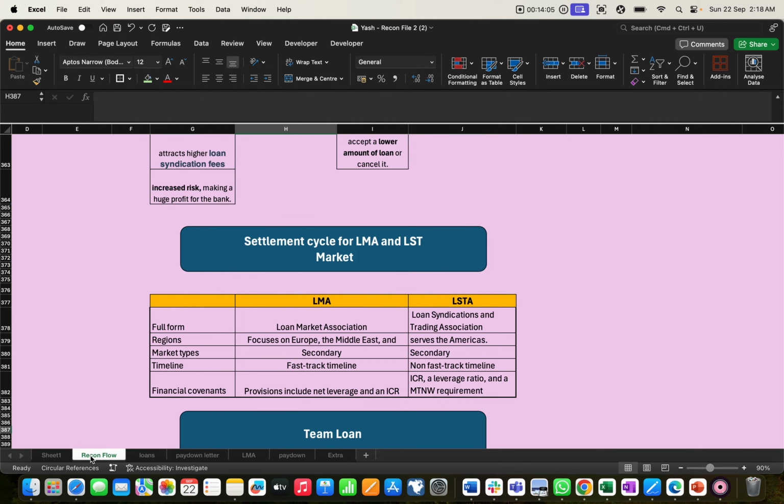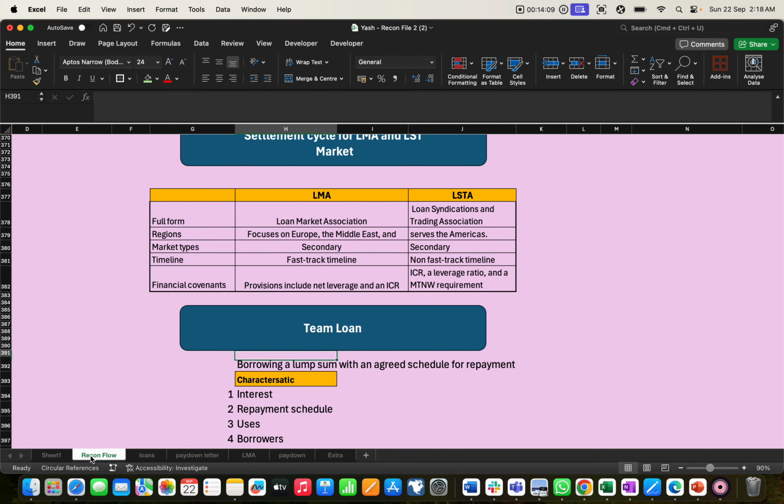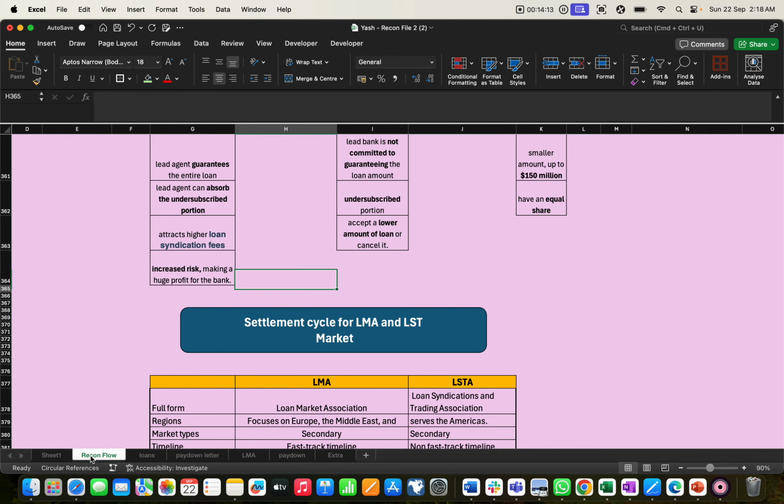So hopefully you like this session, and then Shivraj, do you want to add anything on these two types of market? Which one, LSTA and LMA?